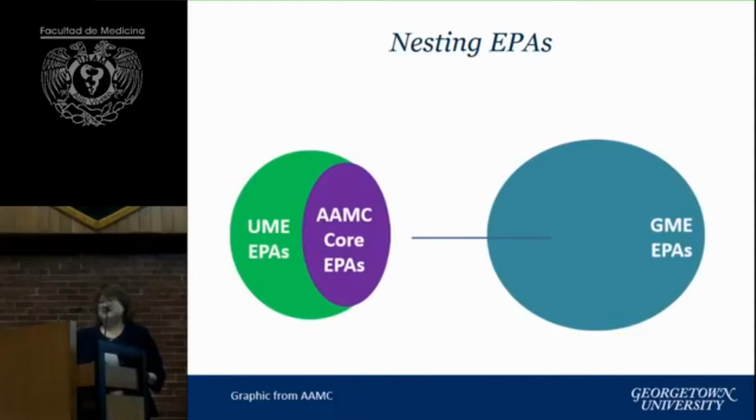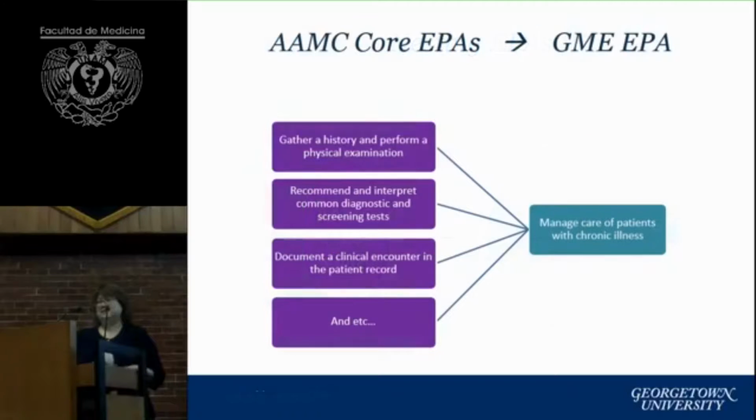So I'm going to show you how the AAMC core EPAs might nest up into a practice level EPA. So let's take practice level EPA of managed care of a patient with chronic illness. So if you think about breaking that out, we have in the AAMC, you have gather a history and perform a physical exam, recommend and interpret common diagnostic and screening tests, document a clinical encounter and a patient record. So all of those things provide the foundations for being able to manage care of a patient with chronic illness. And we can further break that down.